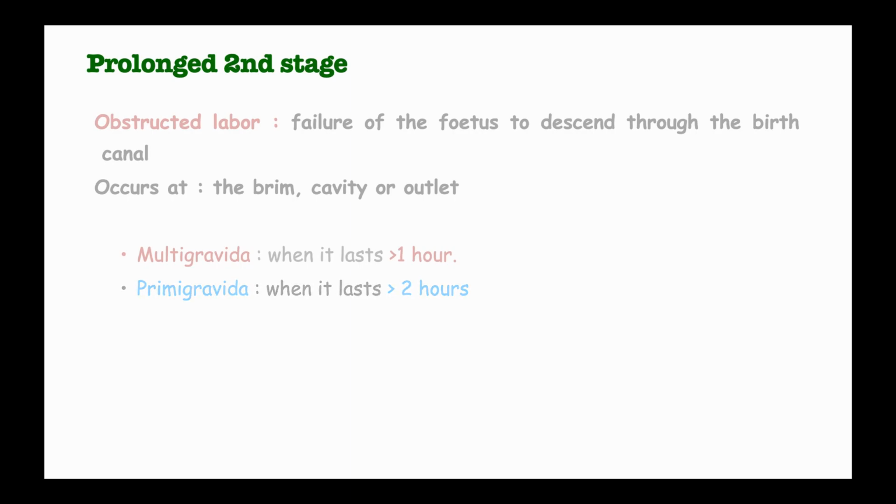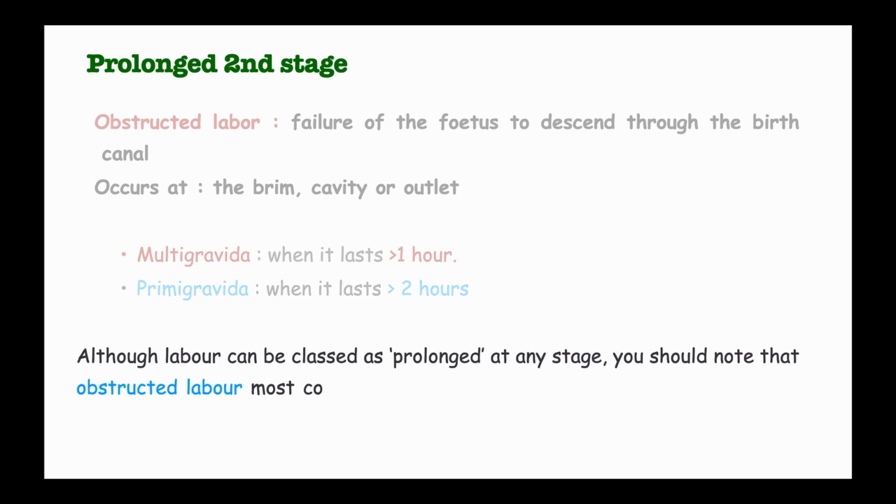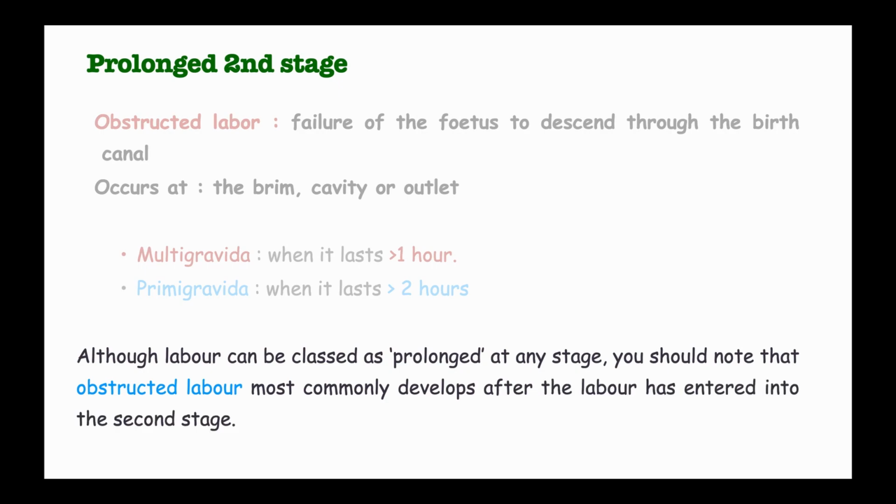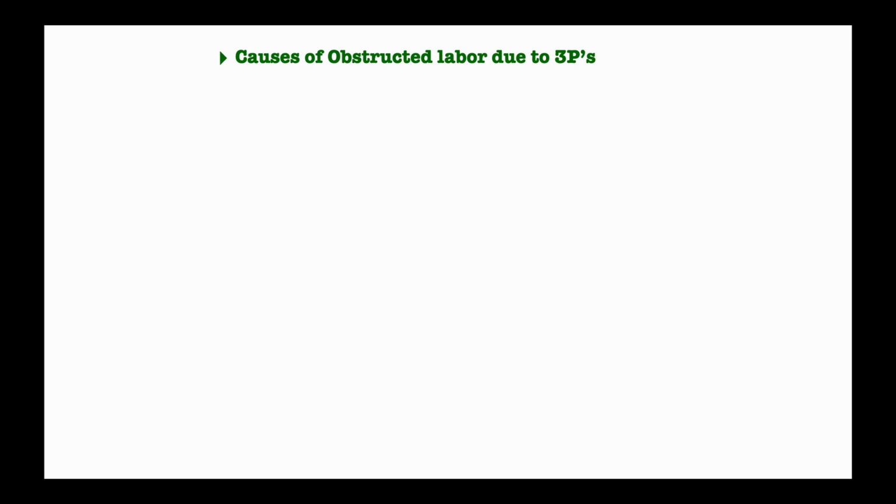Now, although labor can be classified as prolonged at any stage of labor, you must note that obstructed labor most commonly develops after the labor has entered into the second stage of labor. Now, the causes of obstructed labor are due to the 3 P's, and so we shall look at the passenger, the power, as well as the passage.